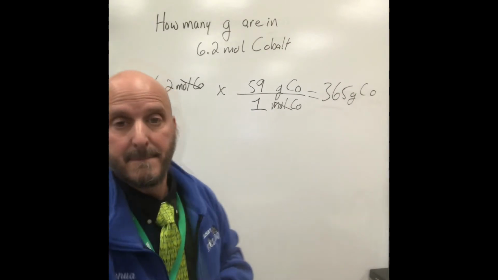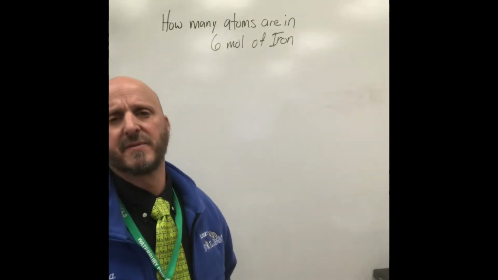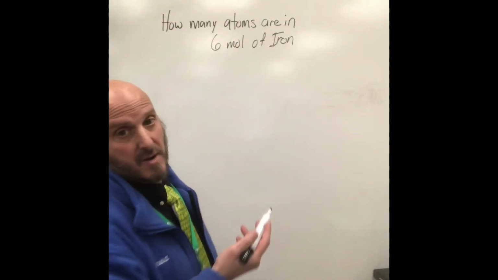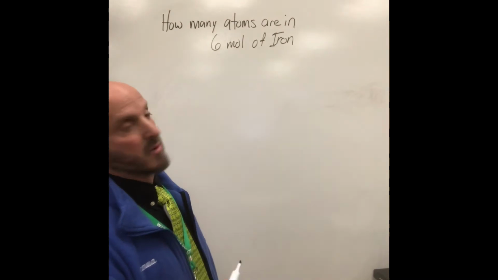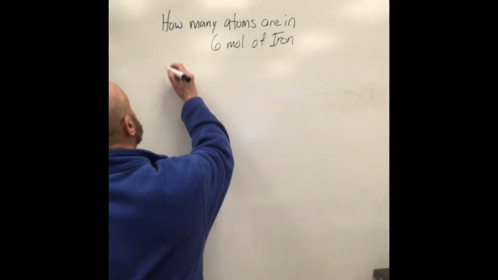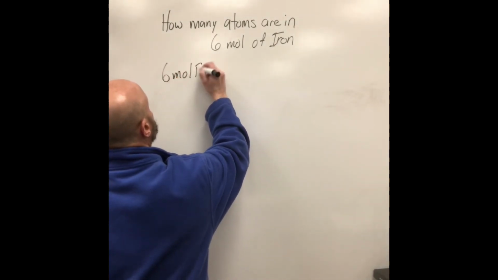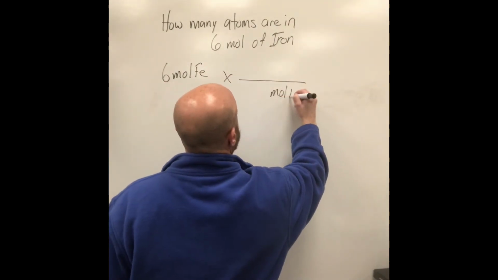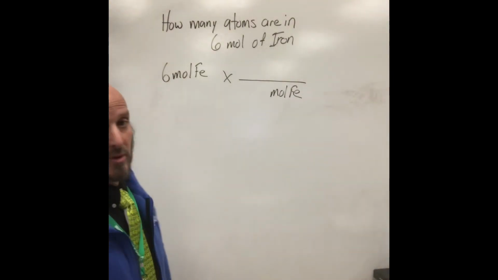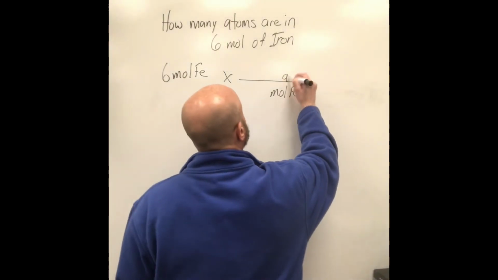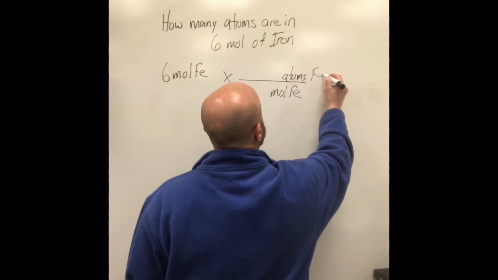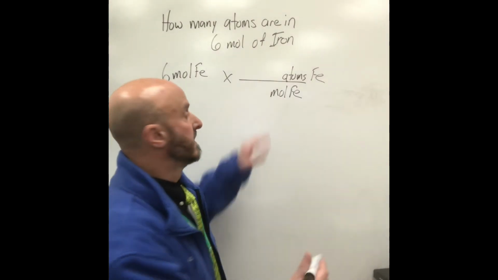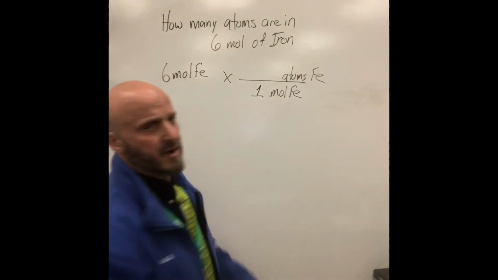Then why do we learn about scientific notation? For mole problems that include atoms. In this case, the problem says, how many atoms are in 6 moles of iron? So again, I'm starting with 6 mole of iron. I write 6 mole of iron times a fraction line, mole of Fe here. Now I'm looking for atoms, so I put atoms up here. What do I always put in front of the word mole? The number 1. So 1 goes here.